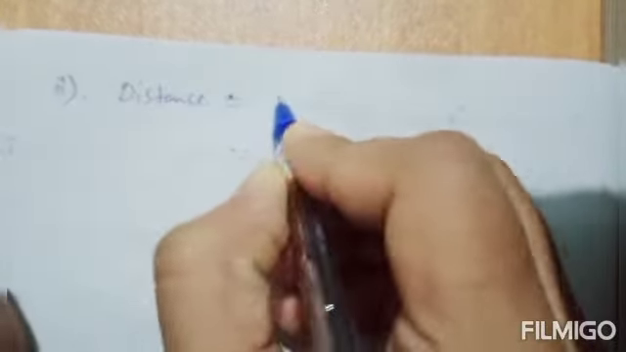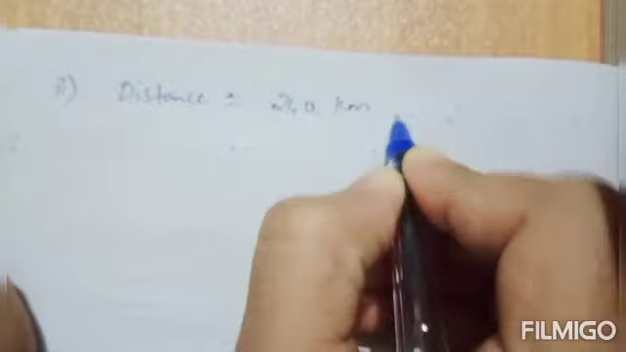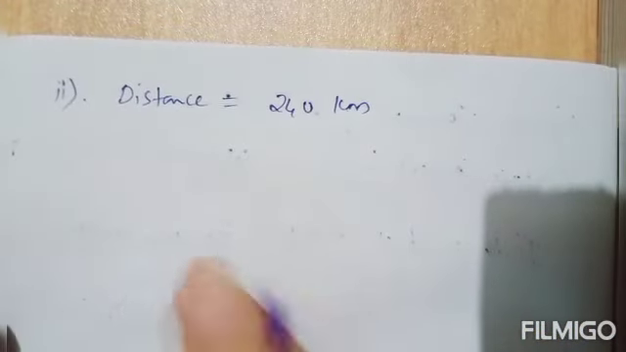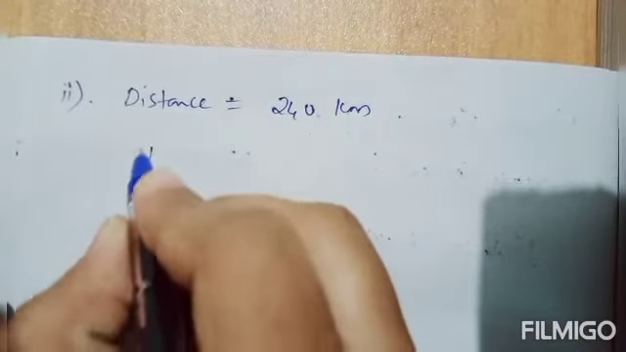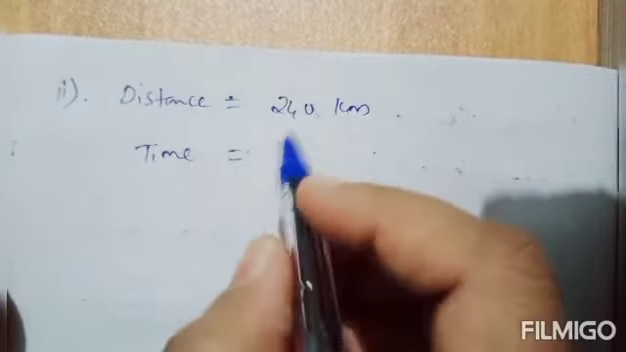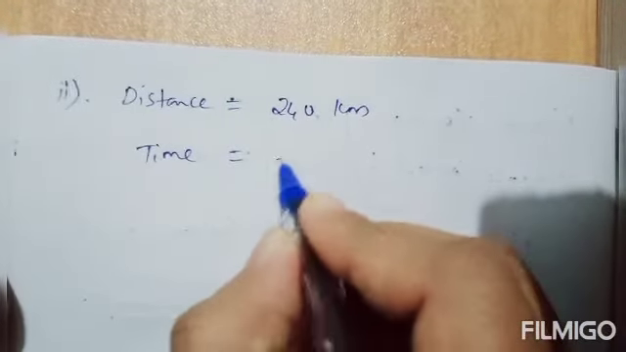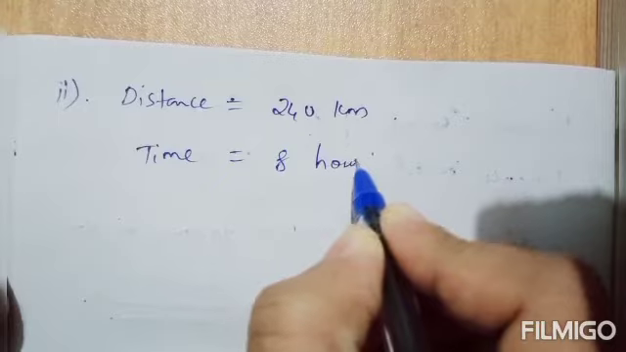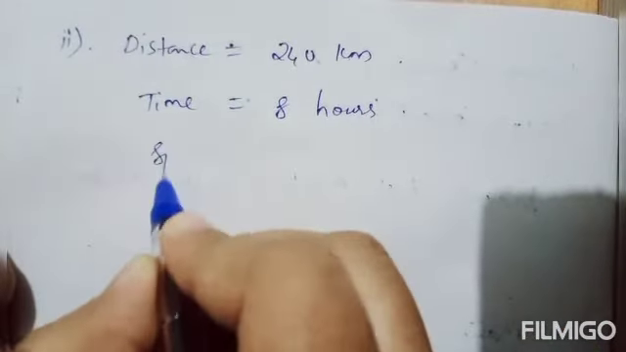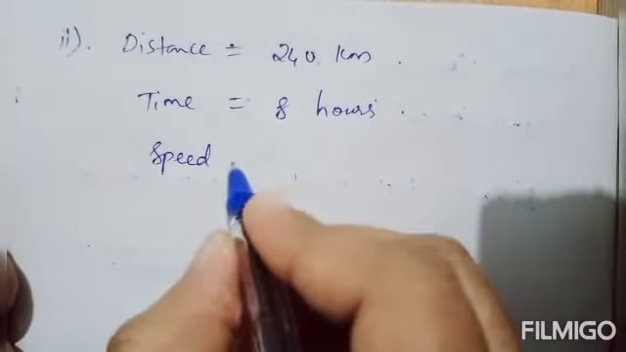Okay, in that second one, find the speed of Joseph if he takes 8 hours to complete the same distance. So here also the distance is same, that is distance it is 240 kilometer. Now he takes 8 hours to cover this distance. So time equal to we can give 8 hours. We need to find the speed of Joseph.